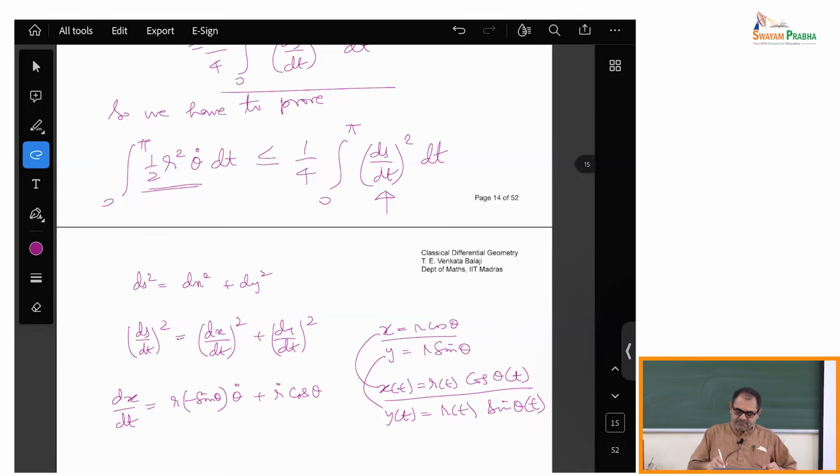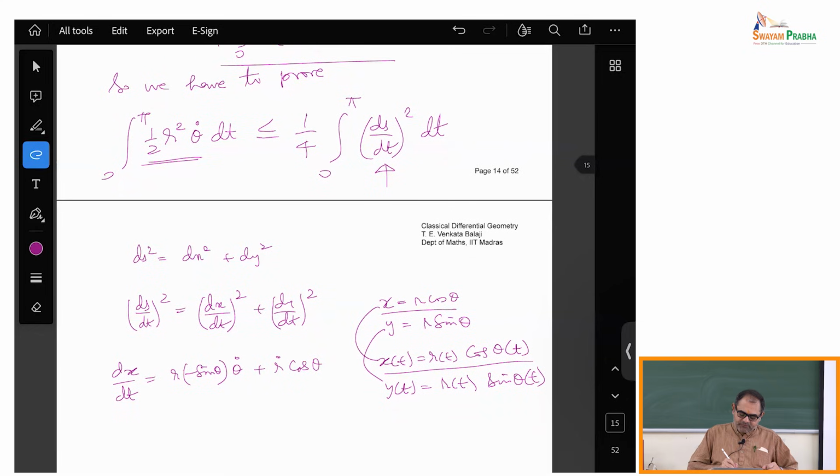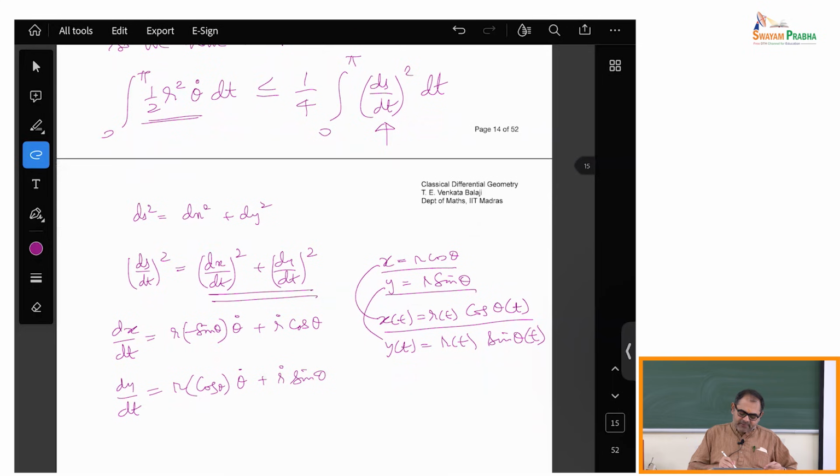Okay, similarly, if you do dy by dt, what will happen is that you have to differentiate r sin theta. So you keep r constant, you differentiate sin theta, you will get cos theta, and you will get a theta dot. Mind you, you are differentiating with respect to t, plus the other term will be r dot into sin theta. Okay, and now I need this expression. I have to square and add these two guys. Okay, so if you square and add these two guys, what will you end up with?